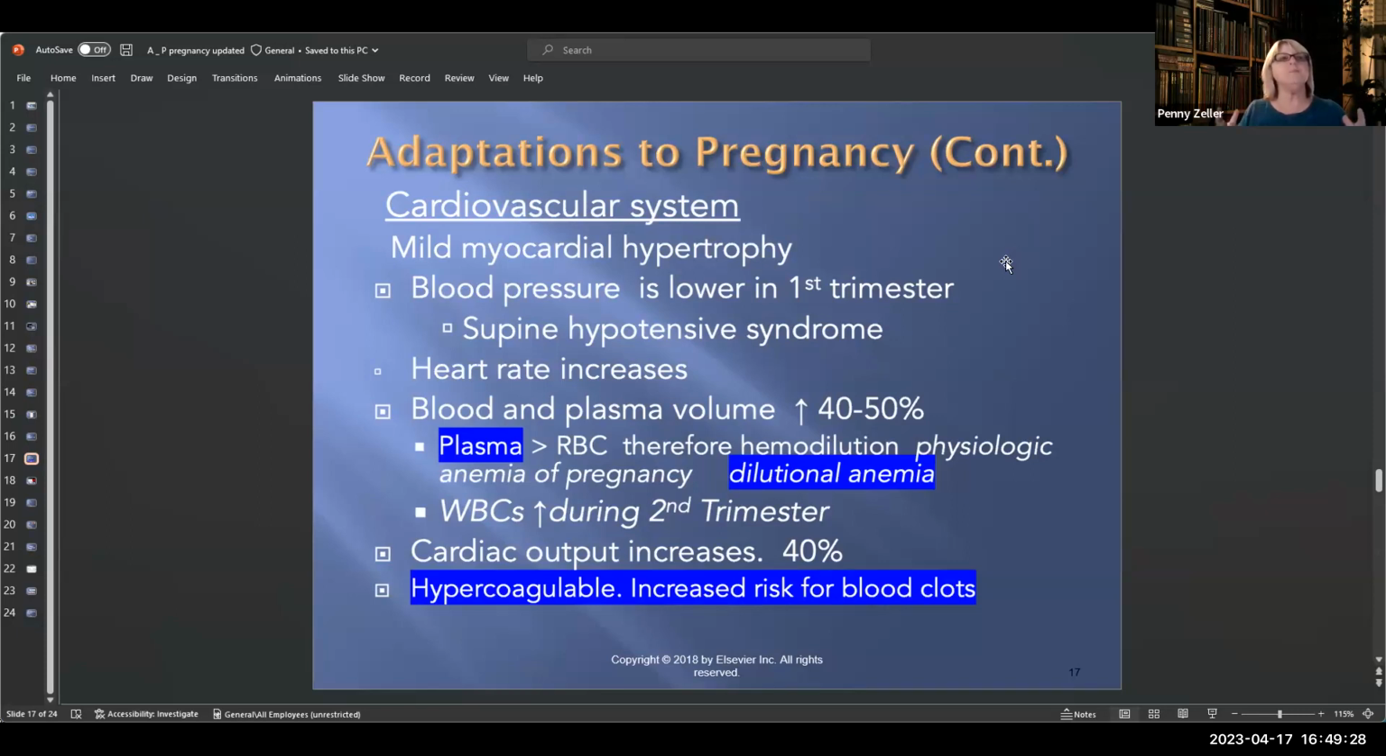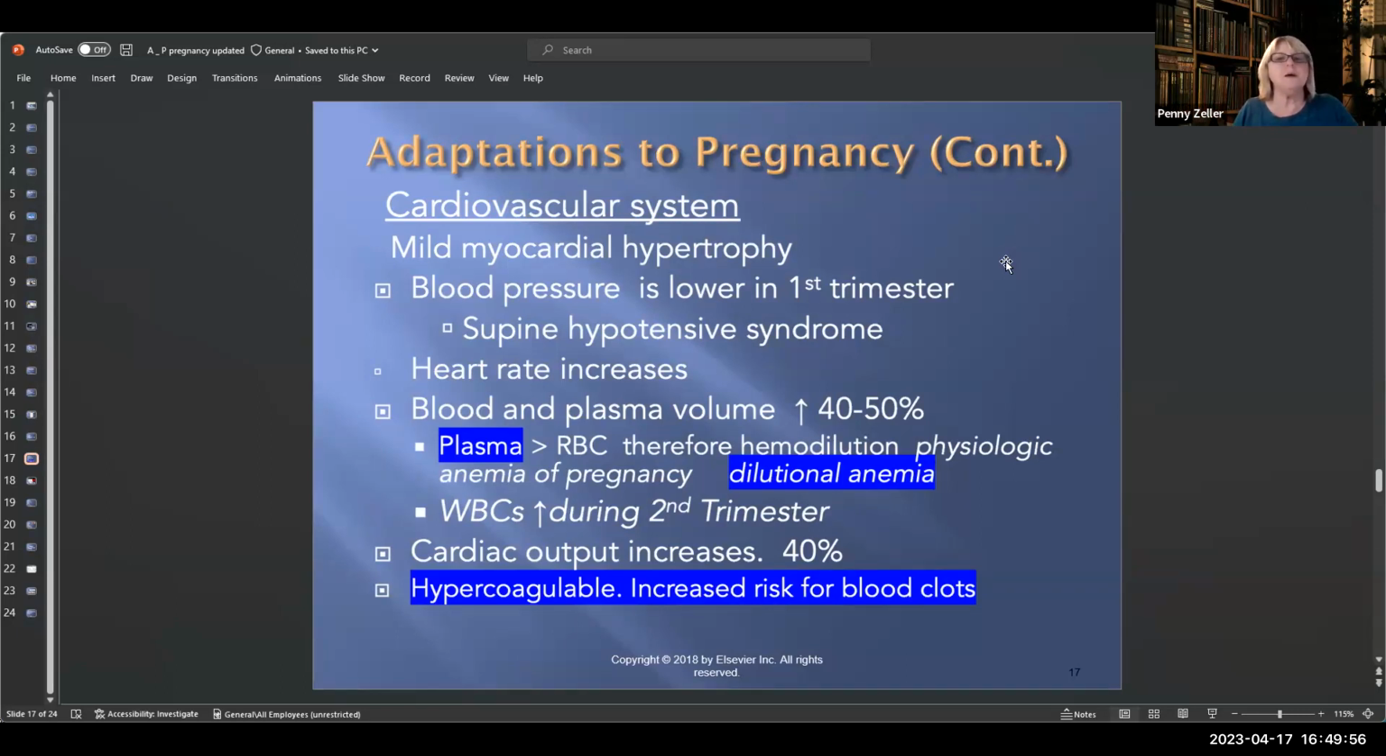So the heart actually, because there's greater blood volume, is working really hard during pregnancy. It actually grows a little bit. It becomes a little hypertrophic. Okay. Blood pressure might be lower in that first trimester. It tends to increase as the pregnancy goes on. Towards the end of the pregnancy, it's going to be back to normal.